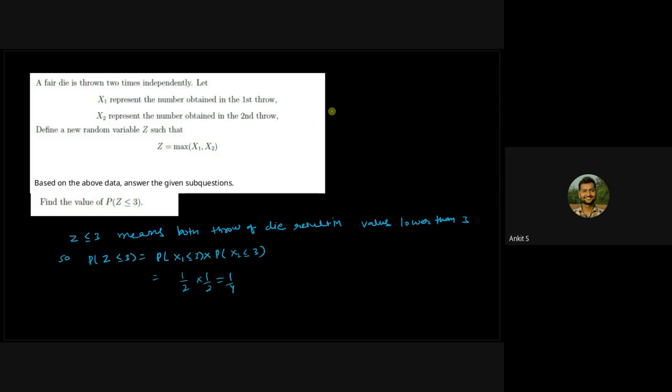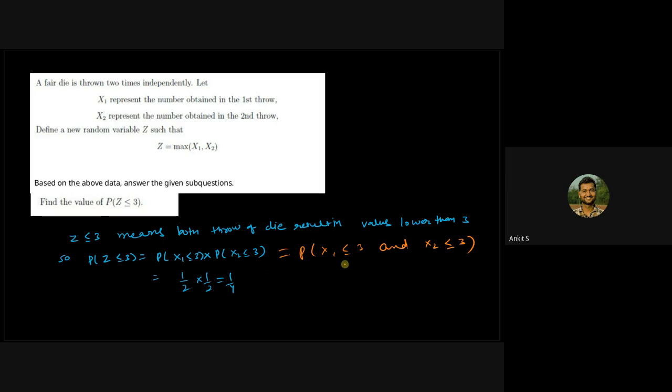So the probability that z is less than or equal to 3 means that x1 will be less than or equal to 3, and x2 less than or equal to 3. I missed one step here. Both of them have to be less than or equal to 3. Now, since x1 and x2 are independent, we can multiply these probabilities.